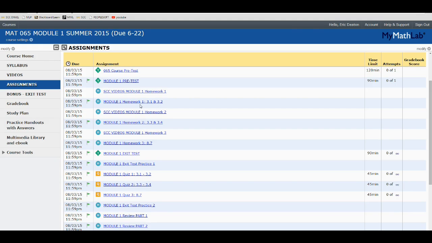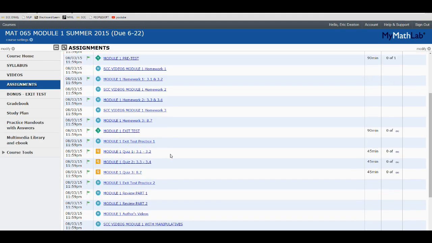So it's highly recommended, and plus it helps you out as far as your exit test goes, if you make perfect scores on all the homework assignments. Now, if you take exit test 1 and you do not make the required score, then that means you need to do additional homework assignments.